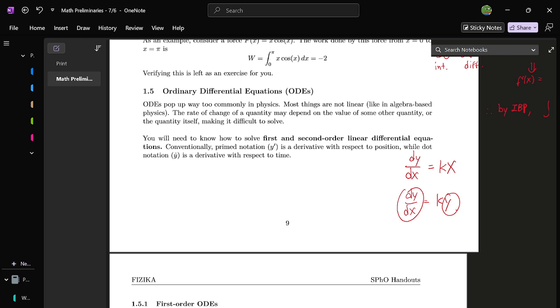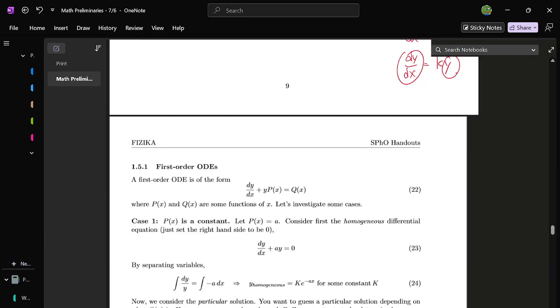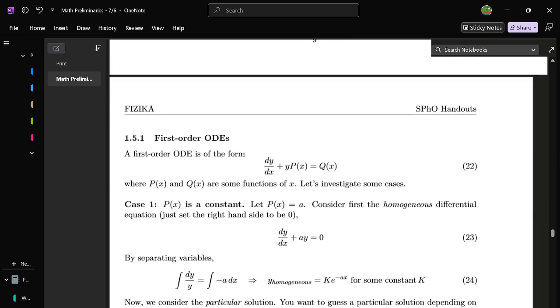So some conventions we use in physics are prime notation and dot notation. Prime notation is for position, dot notation is for time. So just take note of that while we move on. First order ODEs are always of this form here. P(x) and Q(x) are some functions of x. So we'll investigate some cases here. The easiest one is if P(x) is a constant, then we just set P(x) to be equal to A. So it just reduces to this. Okay, but how do you solve this?